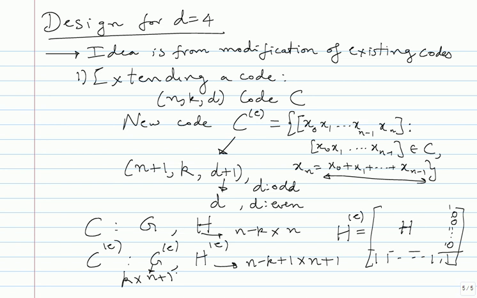Don't think of it this way, okay? So all you need to do is what? Add one column. What will be that column that you add? All ones? No, can't be ones. Let me see. What is each row of a generator matrix?